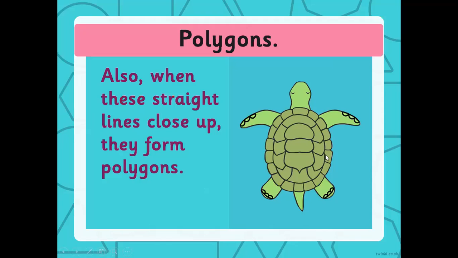Now, remember we talked about 2 lines meeting. How about if you get other straight lines to join, but in this case you are closing it up together? This is when we have what is called a polygon. That is what will be formed when you bring 3 or more straight lines and join them together to form a closed shape. When these straight lines close up, they form polygons.